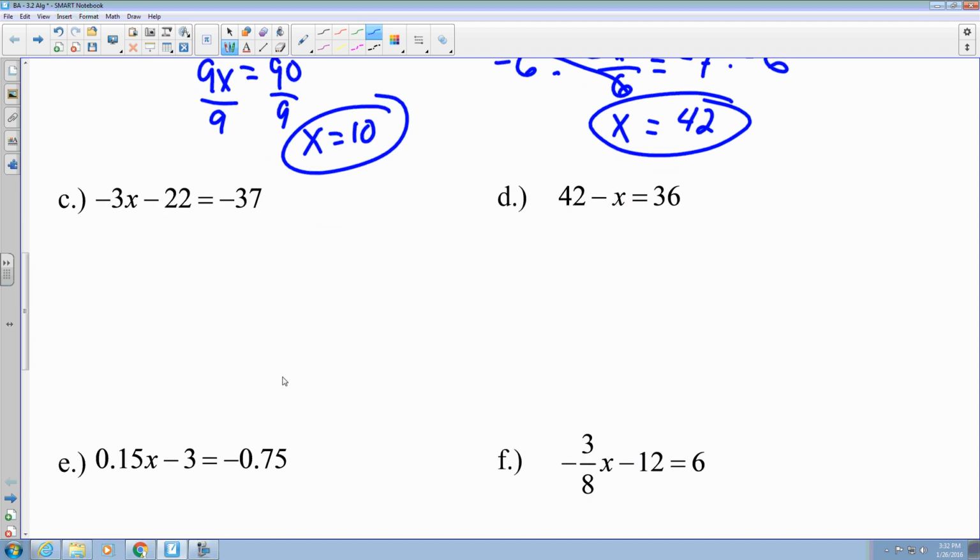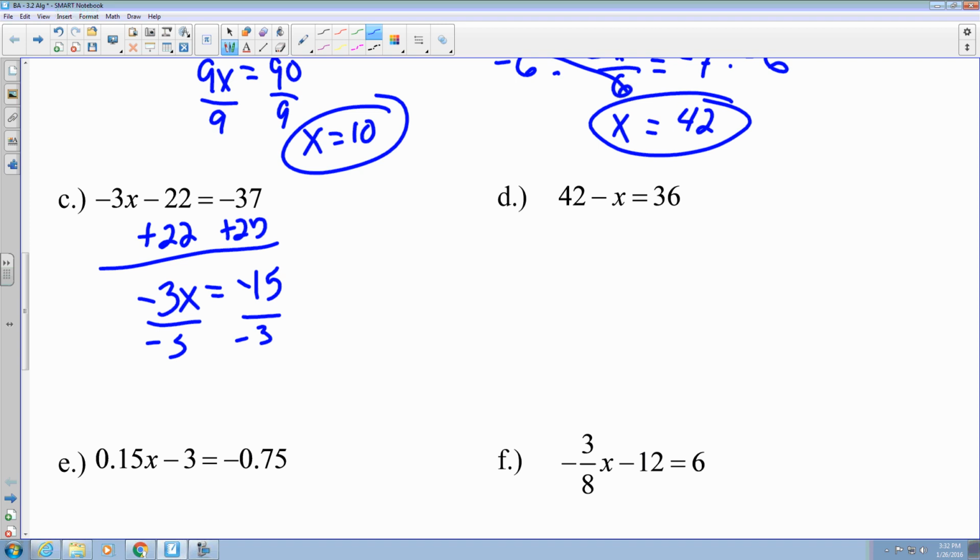If we look at C, I have negative 3x minus 22 equals negative 37. So here we're just going to add 22 to both sides, which then gives us negative 3x on the left-hand side, and negative 37 plus 22 gives us negative 15. From here we divide both sides by negative 3, which means x is going to equal a positive 5.